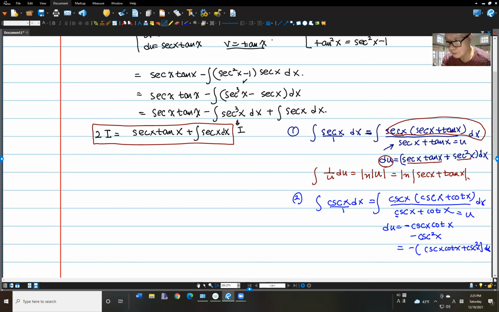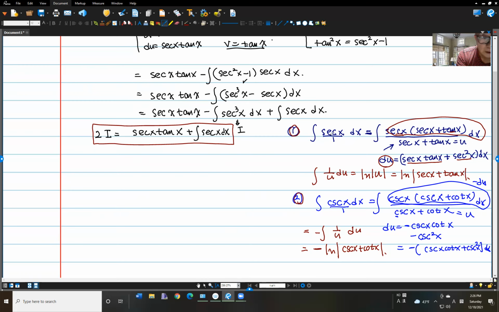But this is actually equal to minus du, right? So this looks like minus du, 1 over u. So actually what is the ln? You still have a minus ln absolute value of cosecant x plus cotangent x. You have to memorize this one, how to get the antiderivative of secant x and cosecant x.